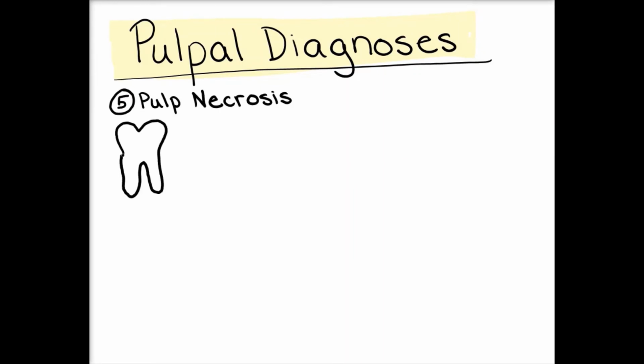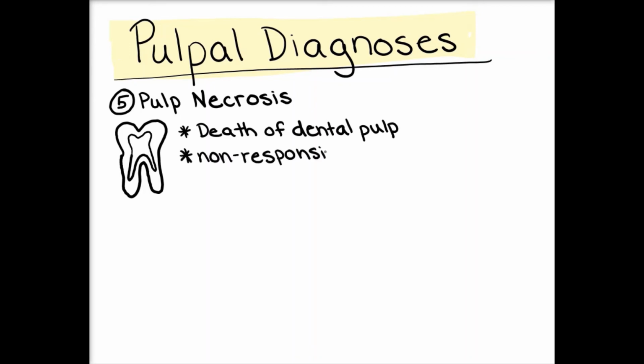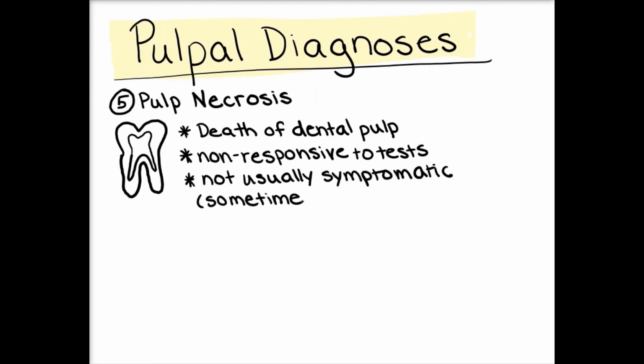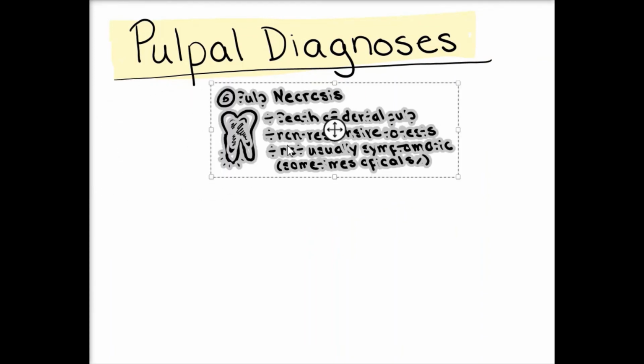The fifth diagnosis we'll discuss is pulp necrosis. Again, I'll draw the tooth, but this time the pulp chamber and root canals are filled with dead pulpal tissue. This kind of tooth is usually not symptomatic and doesn't respond to pulp testing. So clinically it might look a lot like asymptomatic irreversible pulpitis, but the key here is that the pulp is no longer vital.